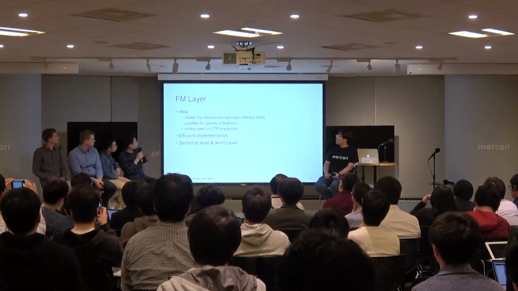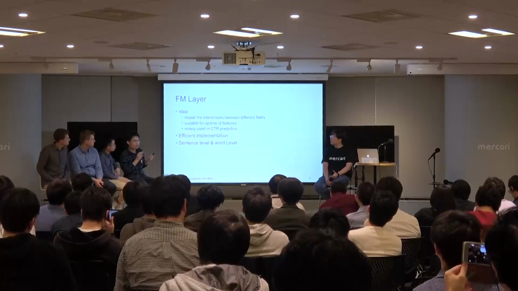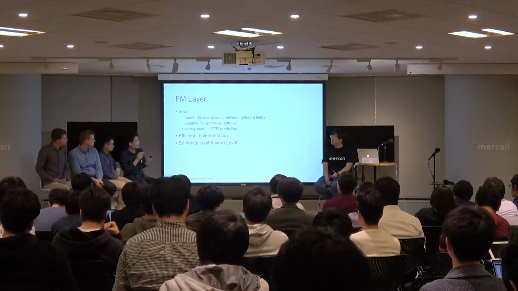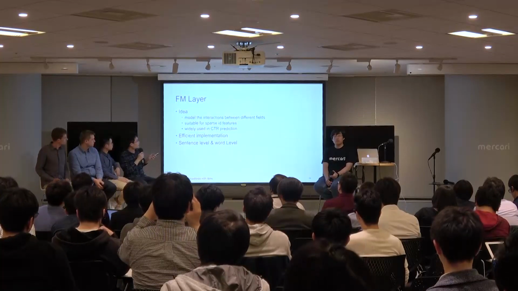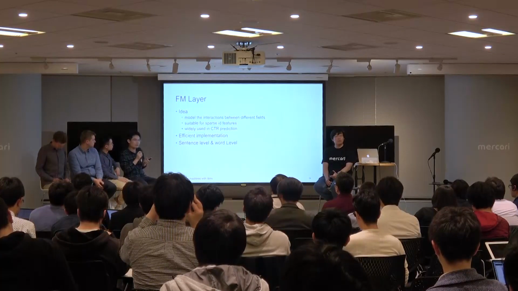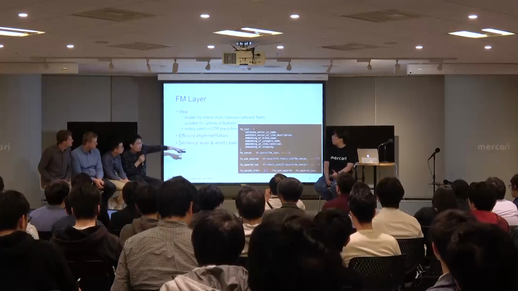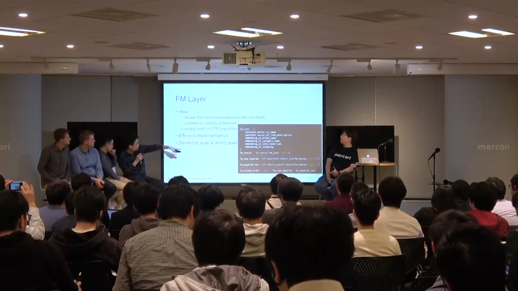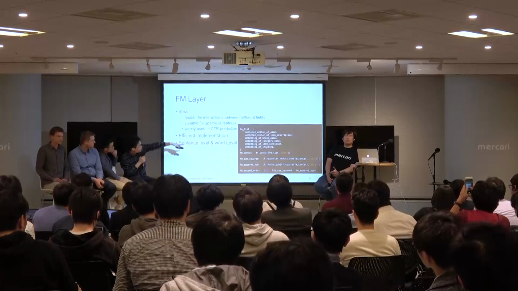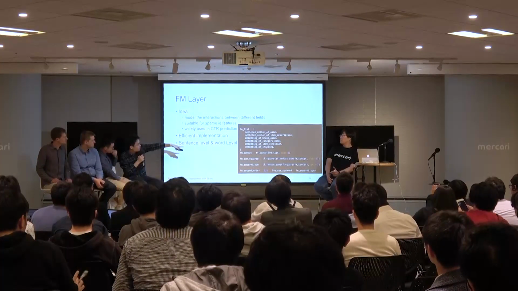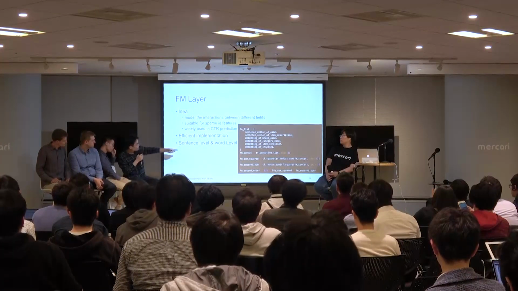For the FM model, the idea is to model the interactions between different fields. Since we have different kinds of features like text and category name, we want to model the interaction between them, so we use the FM layer. The FM layer is very easy to implement with TensorFlow. You can just use these several lines of code. Here, you model the interaction between the sentence of name and the sentence of description, and others like brand name and category.